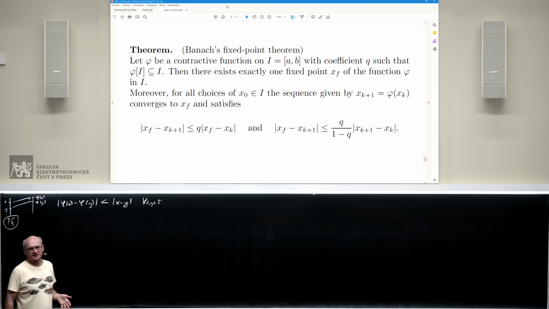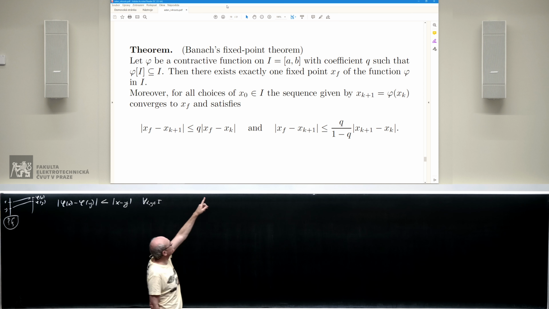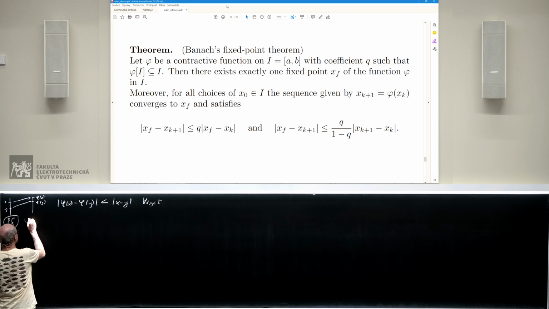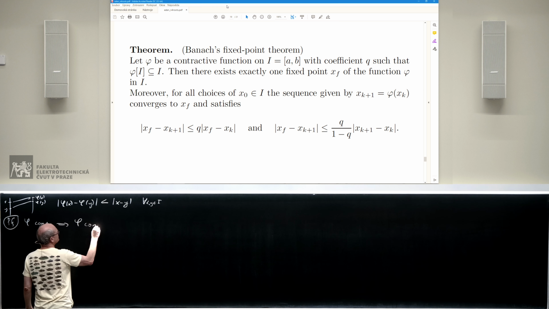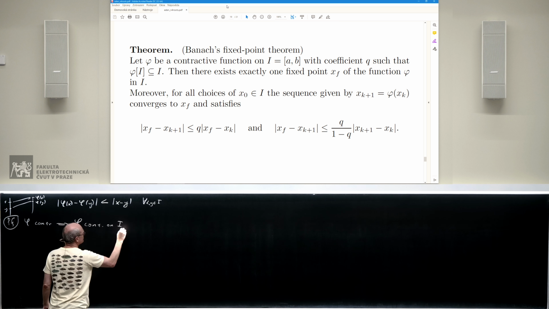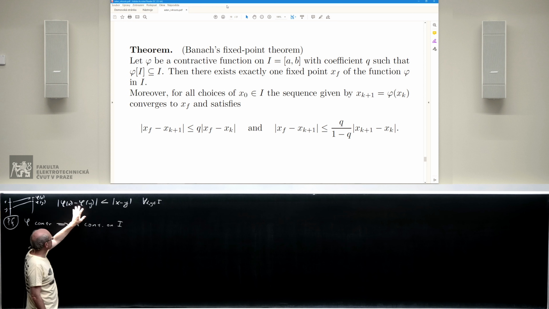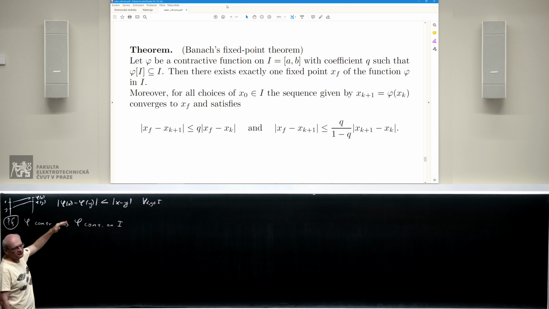It has several parts. First of all, it says that there is a fixed point. How do we know? Well, if the function phi is a contraction, then it must be continuous on interval I. How do we know? Well, one has to prove it. This is not really difficult. You look at the definition of continuity, you will see it there. In fact, it's even uniformly continuous. There is some theory about it in calculus. So this is really not a big problem. Just to give you some idea.